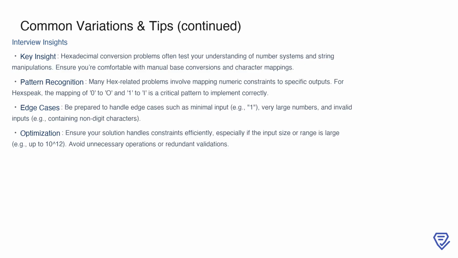Edge cases are another important consideration. You might encounter minimal inputs like 1, very large numbers, or invalid inputs containing non-digit characters, so make sure your solution accounts for these scenarios. Lastly, focus on optimization. If the input size or range is significant, such as numbers up to 10 to the power of 12, your solution needs to handle constraints efficiently. Avoid unnecessary operations and redundant validations to ensure your code runs smoothly under all conditions.